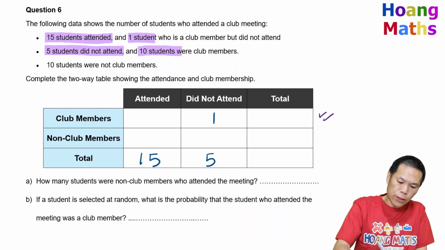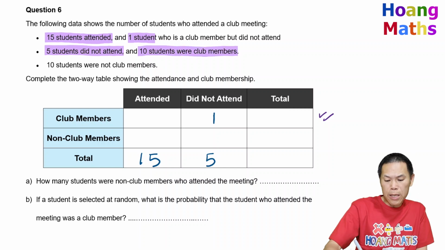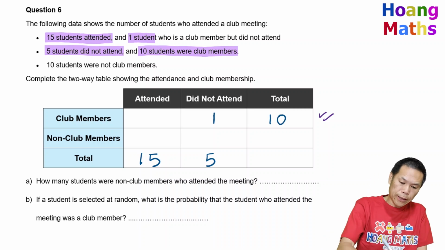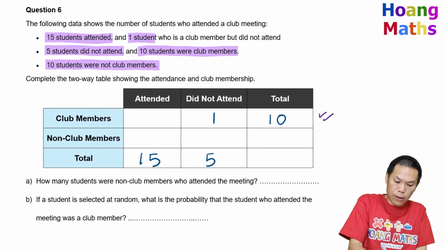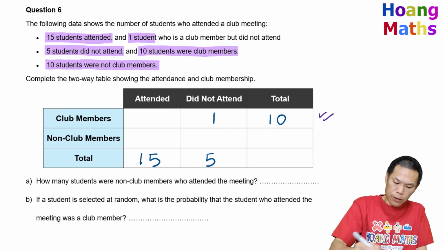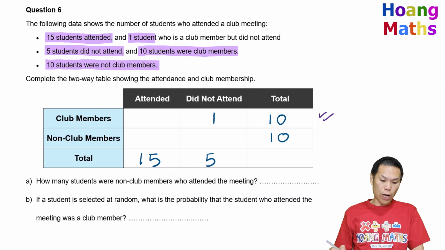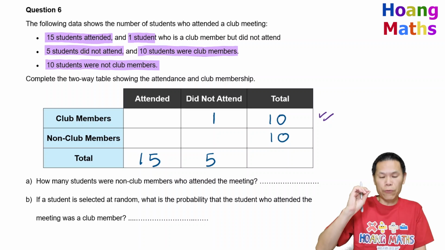And 10 students were club members. So club members, 10 of them. Okay. And then 10 students were not club members. So not club members, 10 of them. So there you go. So now we just need to complete the rest.